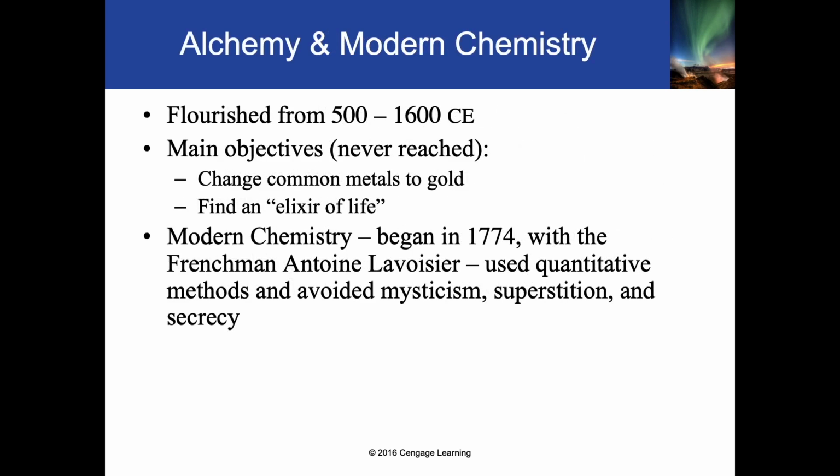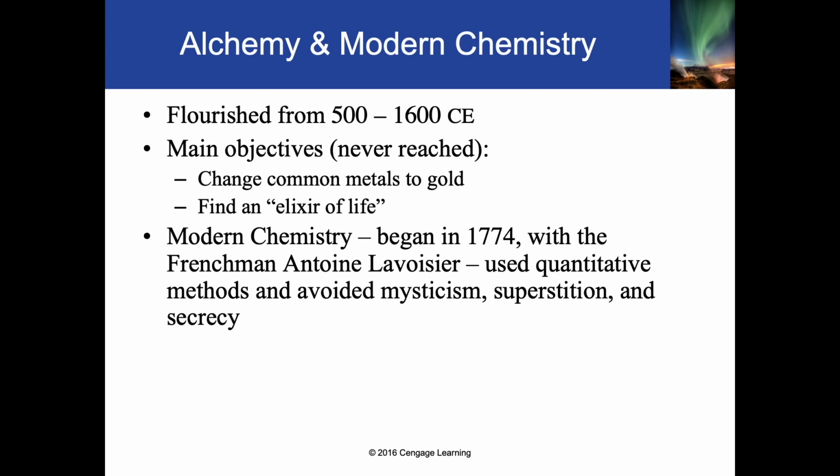So alchemy was really, really big from 500 to 1600 CE, right? And mainly alchemy was all about changing common metals into gold, right? Or finding the elixir of life. But yeah, that's kind of crazy, right? Alchemy was concerned about changing common metals to gold and then the elixir of life, whatever that means.